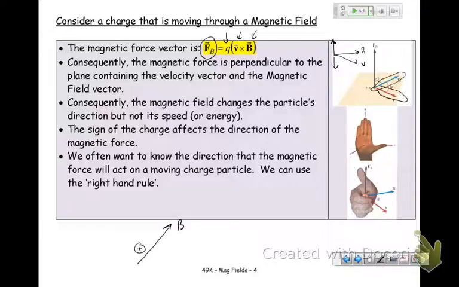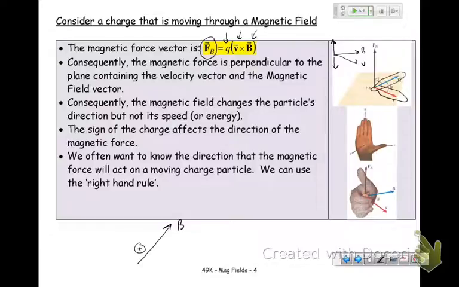So we say, consequently, magnetic force is perpendicular to the plane containing the velocity vector and the magnetic field vector. Consequently, the magnetic field changes the particle's direction, but not its speed, because there's no component in line with the speed. The sign of the charge affects the direction. Do it for positive. Then, if the question asks you for negative, just do the opposite. But don't try and remember different rules for different charges.